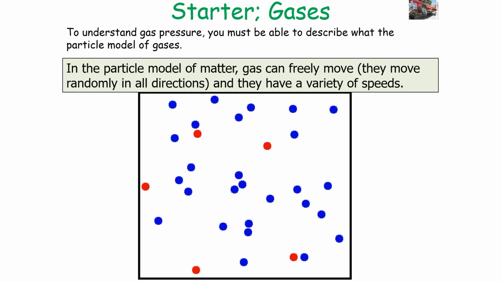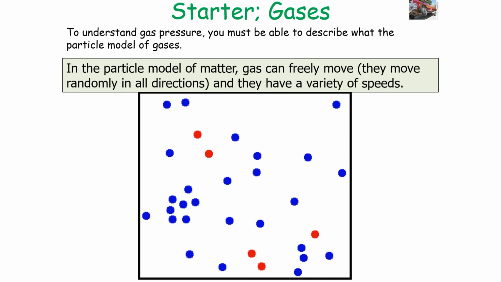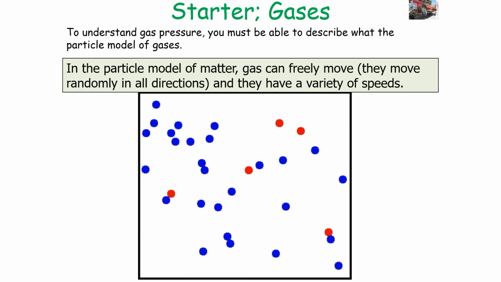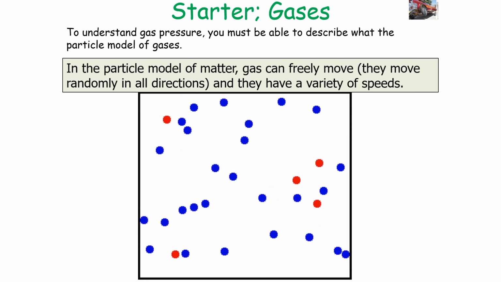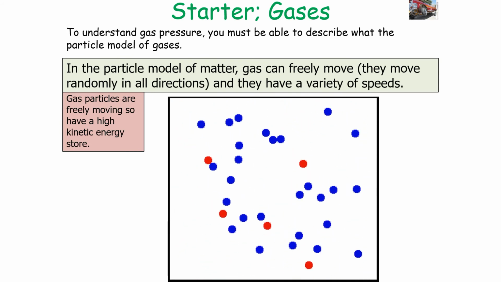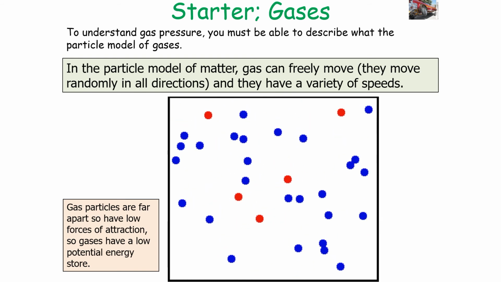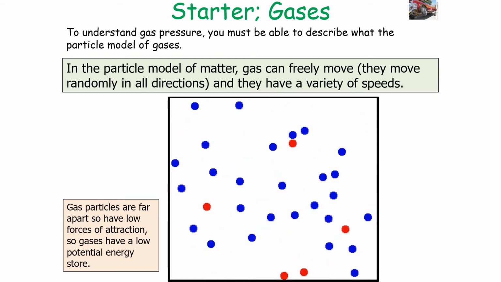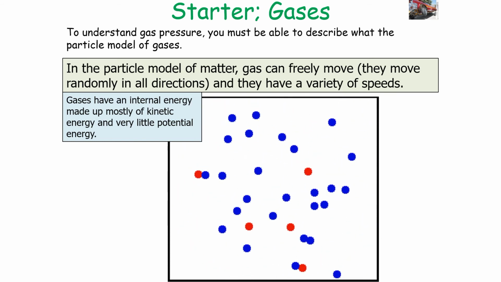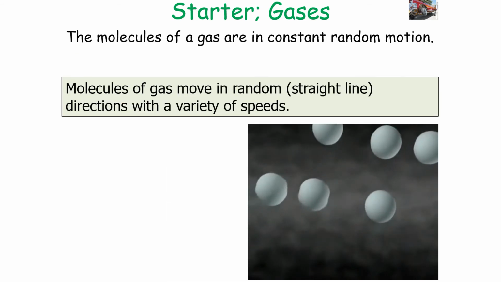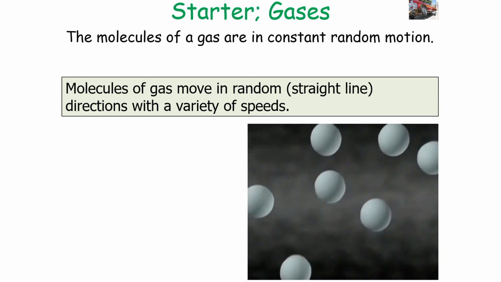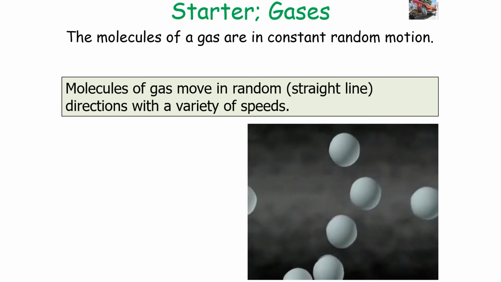Now to understand gas pressure, you've got to understand how gas particles operate on the particle model of matter, because we say gases can freely move, they move randomly in all directions, and they have a variety of speeds. Now gas particles are freely moving, so have a high kinetic energy store, but they're very far apart from each other, so have low forces of attraction, so a low potential energy store. So a gas's internal energy is made up mostly of kinetic energy and very little potential energy. So the molecules of a gas are in constant random motion, and the molecules of gas move in random straight line directions with a variety of speeds.